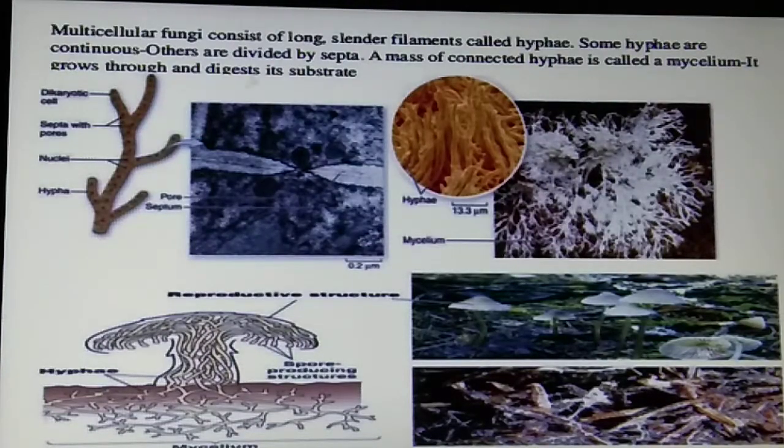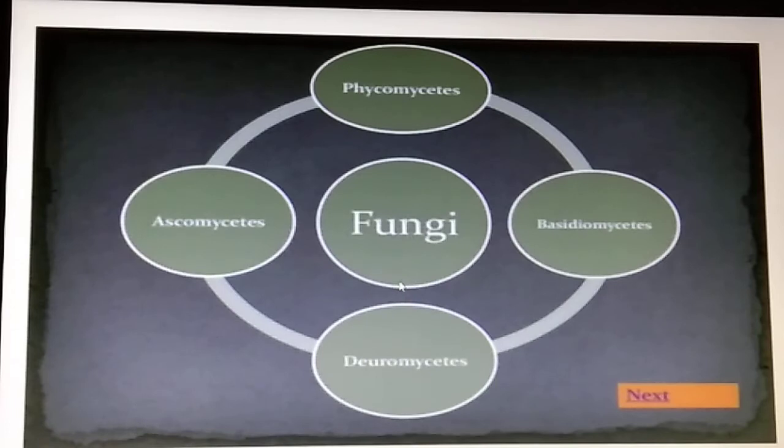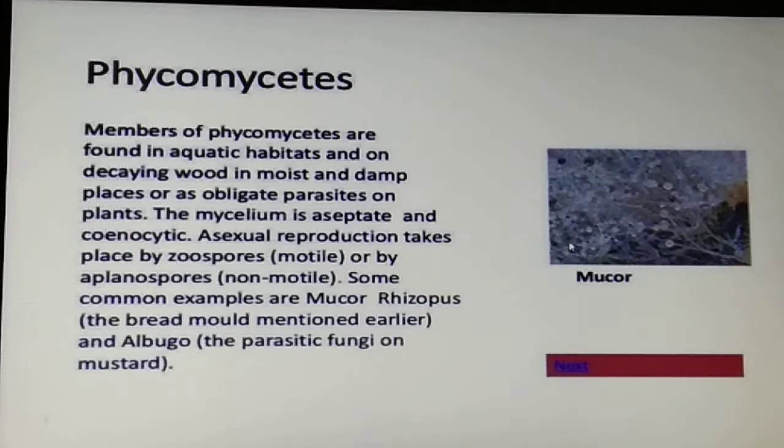Now, multicellular fungi consist of long, slender filaments called hyphae. Some hyphae are continuous, others are divided by septa. And a mass of connected hyphae is called the mycelium. It grows through the digested substrate. You have studied this in your 10th class, students. Now, fungi have different categories. First of all, we have the Ascomycetes, then Phycomycetes. Next we have Basidiomycetes and Deuteromycetes.